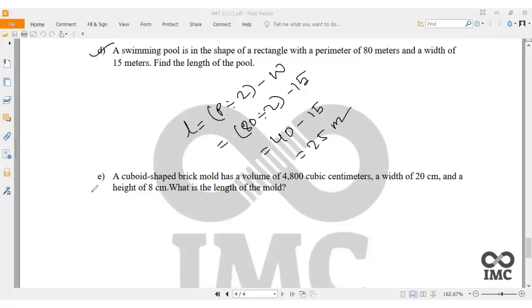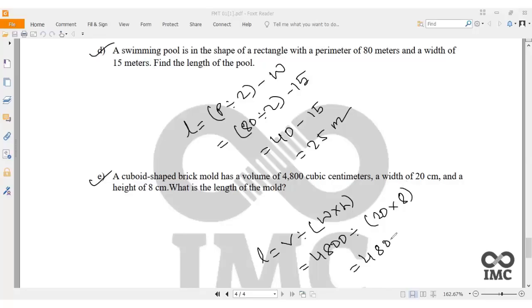Then number E. A cuboid shaped brick mold has a volume of 4,800 cubic centimeter, a width of 20 and a height of 8 centimeter. What is the length? Very simple one. Length equal to volume divided by width multiplied by height. So volume is 4,800 divided by width is 20 and height is 8. So 4,800 divided by 160. So 30 centimeter will be answer of number E.